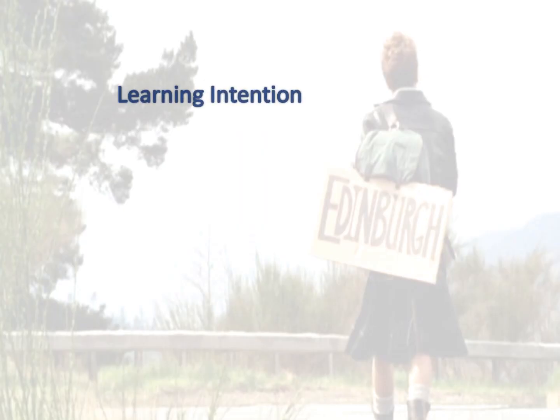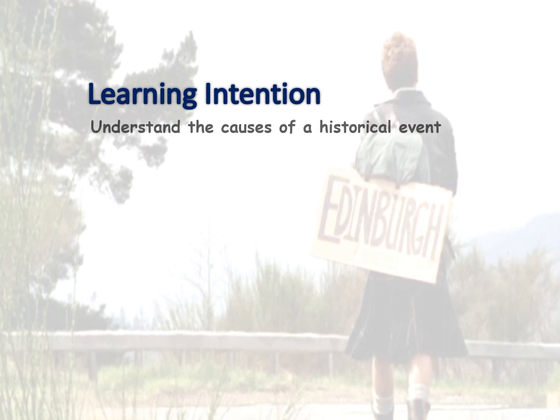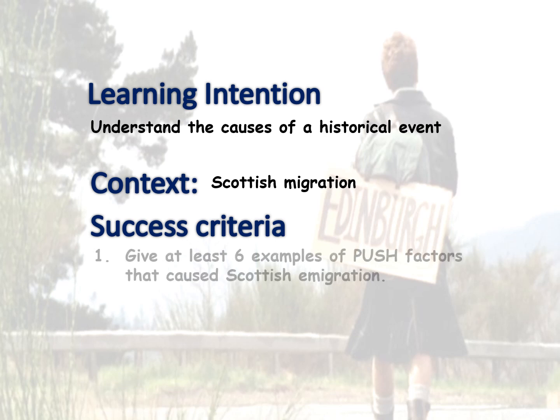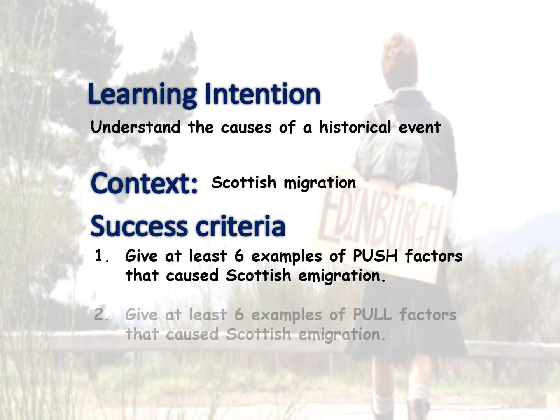So our learning intentions then for issue 1. It's all about understanding the cause of the historical event of migration of the Scottish people. Success criteria points, so how you're going to know that you've been successful by the end of issue 1. You should be able to give at least 6 different examples of push factors that caused Scottish immigration. You should be able to give at least 6 examples of pull factors that caused Scottish immigration, and we're thinking about the level of detail that you can give.